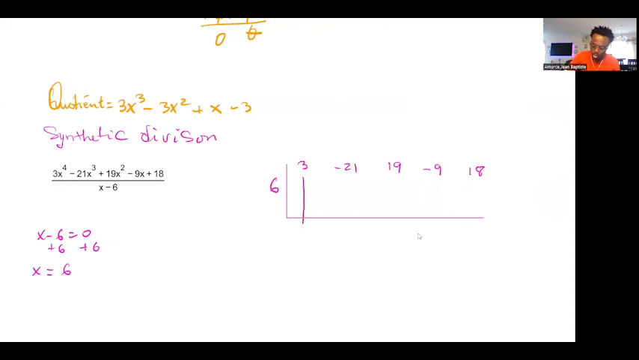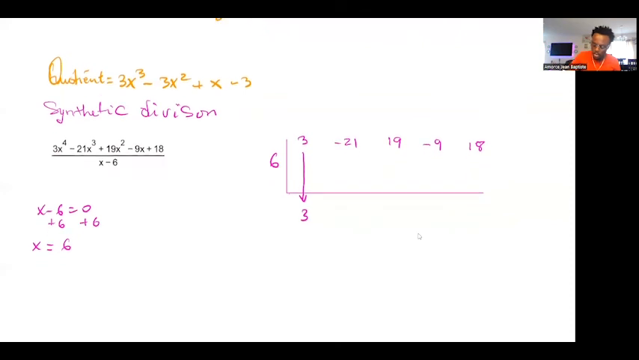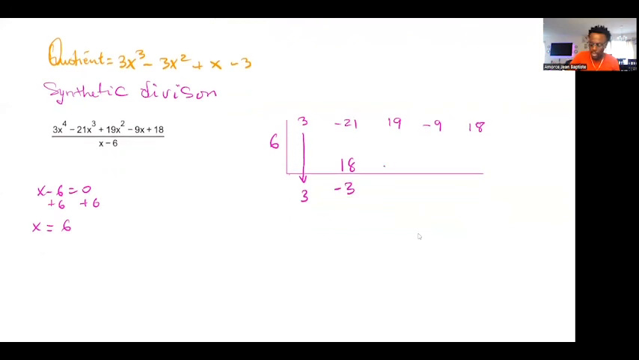Drop the 3. 3 times 6 is 18. 18 minus 21 is negative 3. Negative 3 times 6, negative 18. 19 minus 18 is 1. 1 times 6, 6. 6 minus 9, negative 3. Negative 3 times 6, negative 18. 18 minus 18, 0 remainder.